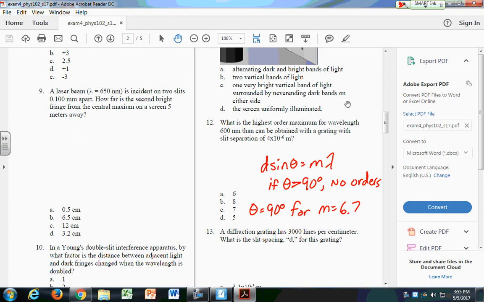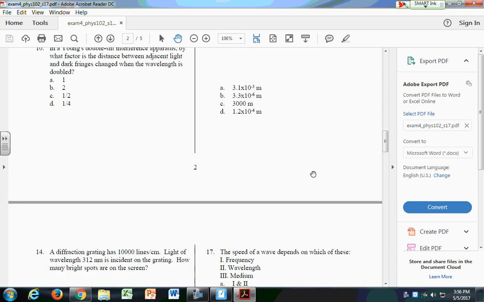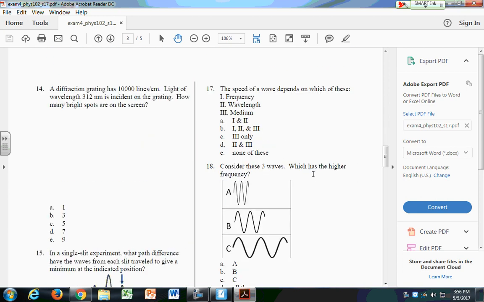And I think there's a question on here too, wasn't there, where you had to count the number of bright spots? Don't forget, it's 1 in the middle, and then in this case, 6 on either side. So 6, 6, and 1 is 13. 14? Oh yeah, so that's like this one, that's this one.